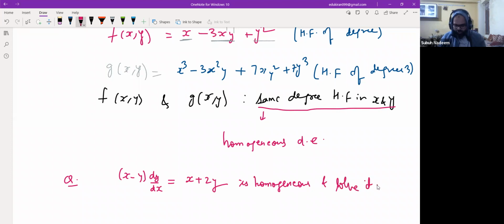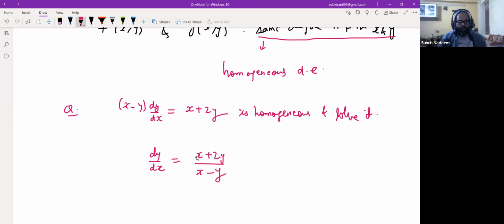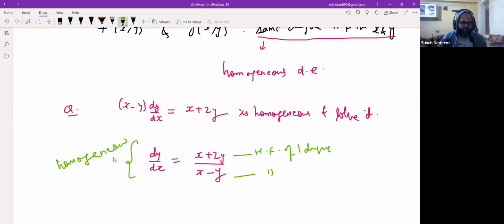When you do this, what you will have is dy by dx is equal to (x plus 2y) by (x minus y), and it is homogeneous because the numerator is of degree 1 and all the terms are of degree 1. The denominator is also of degree 1. So this is a homogeneous function of degree 1, and the one below is also a homogeneous function of degree 1. So this is a homogeneous differential equation.